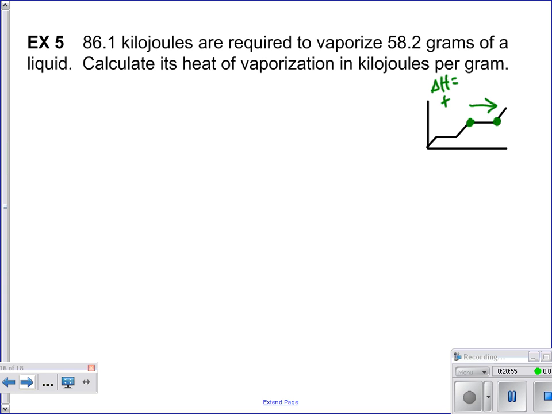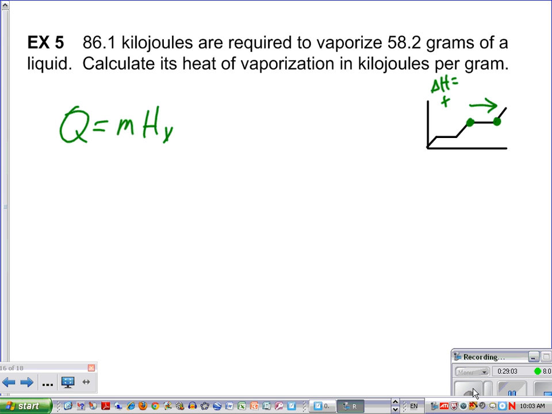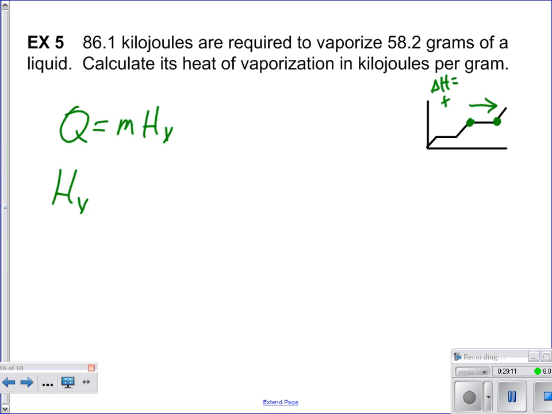And we set it up. And this is going to be heat of vaporization. Okay, so this is our formula that we're using. We're going to change this around. It says calculate its heat of vaporization. So we actually want to solve for that value, which means it's going to be Q divided by M.